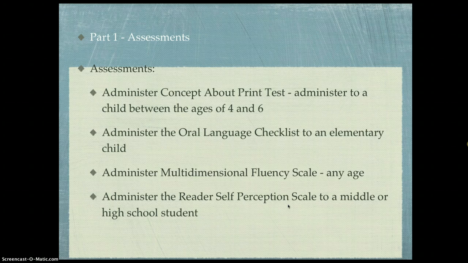You will be administering several assessments. The first is a concept about print test, and it is necessary that you administer that to a child between the ages of 4 and 6. You'll be administering the oral language checklist to an elementary child, the multi-dimensional fluency scale to any age child, and the reader self-perception scale to a middle or a high school student.